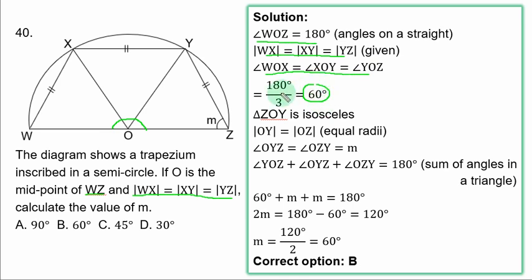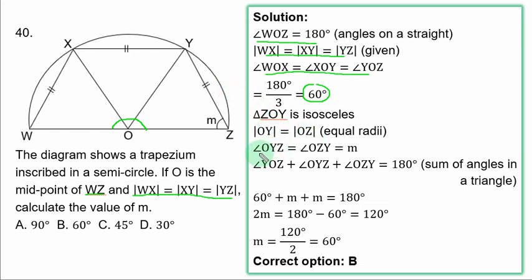For us to find M, we need to consider triangle ZOY, and that triangle is an isosceles triangle because you have equal radii. So by that, the base angles are equal.